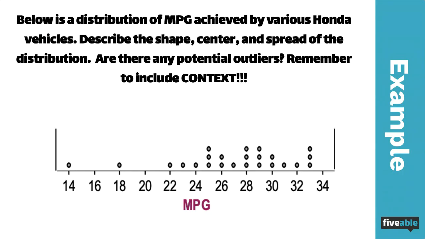On the AP exam, they're going to make sure that you give them context to get full credit. What I tell my students is you can use what's called the stem of the problem. So it'll tell you the context in the problem. Right here it says the distribution of MPG achieved by various Honda vehicles. That right there is the stem. Take that out, put it in your answer, and you'll get context.